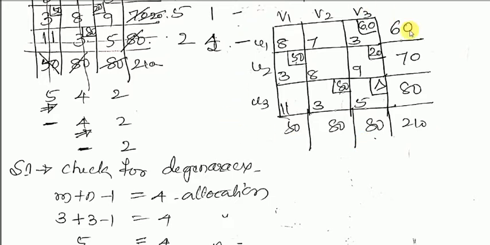In this matrix, allocations are given. This is one allocation, this is the second, this is the third, this is the fourth. Four allocations are there. Just leave this delta; I will explain that delta in this problem. After the VAM method, what did we get? 1, 2, 3, 4.